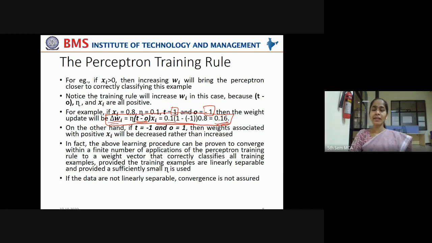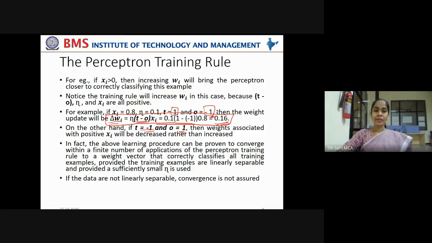So that is the weight that has to be added to the previous weight in order to make that prediction correct. Say if the training example's target value is -1 and it is predicted as 1, then when we calculate, we'll get -0.16. That means that much weight has to be reduced from the previous weight in order to make this particular prediction correct. This is called the Perceptron training rule. By using this training rule, the Perceptron tries to adjust its weights in order to make the predictions as accurate as possible.